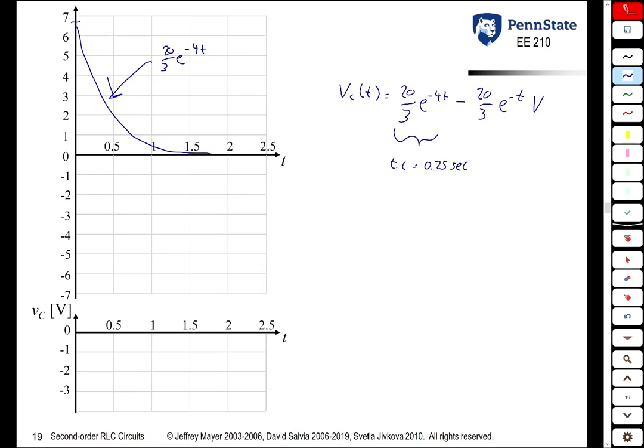Minus 20/3 e to the minus t has a time constant of 1 second. So it's going to take 5 seconds to decay to 0, and it's going to start at minus 20/3. And it's going to decay this way. And it's going to, once again, take about 5 seconds to get to 0. The total response is the sum of these two.